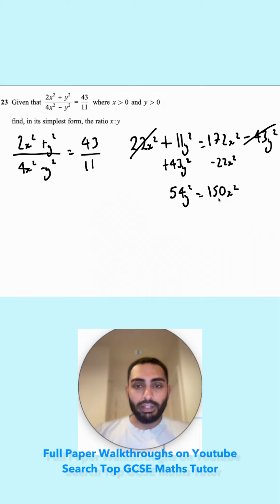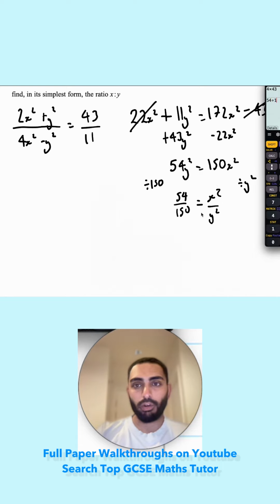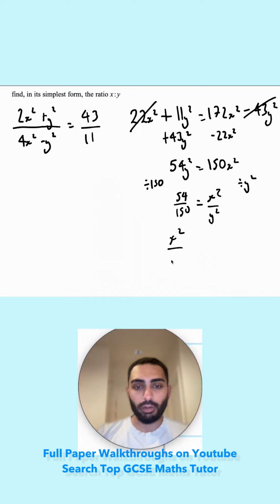I want to bring all of my numbers onto one side and all of my letters onto another side. So I'm going to do two things at the same time. I'm going to divide by 150 on both sides, and I'm going to divide by y squared on both sides. On the left hand side, I'll have 54 over 150, and on the right hand side, I've got x squared over y squared. So that 150 has disappeared as well. I'm going to simplify this fraction. So I've got 54 over 150, which is the same as 9 over 25. So x squared over y squared is equal to 9 over 25.